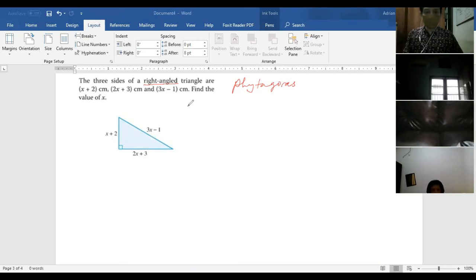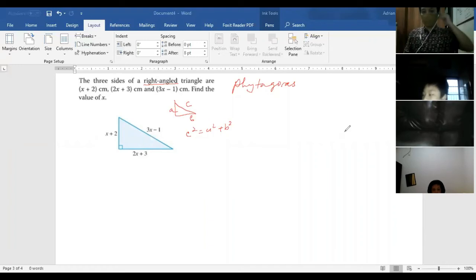Okay, so what is the Pythagoras rule? You know this one, right? This one is C, this one is A, this one is B. So C squared equals A squared plus B squared. Right? This is Pythagoras. Everyone, we are going to use Pythagoras to solve this question.